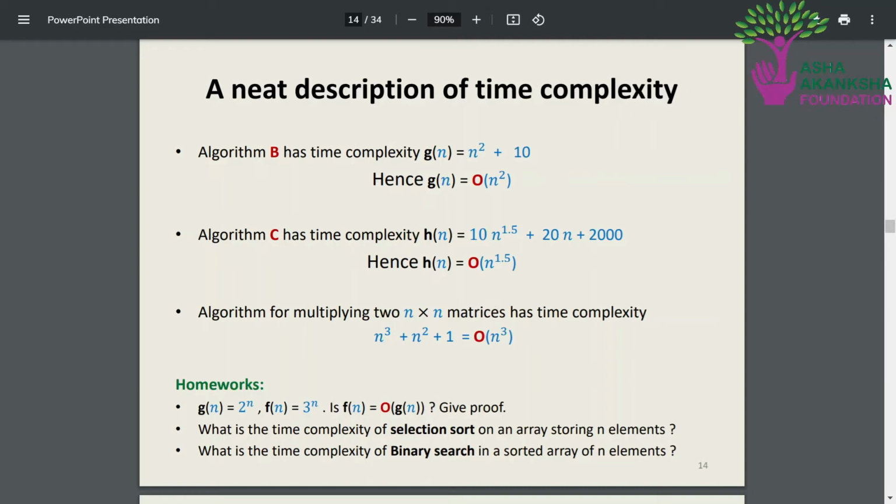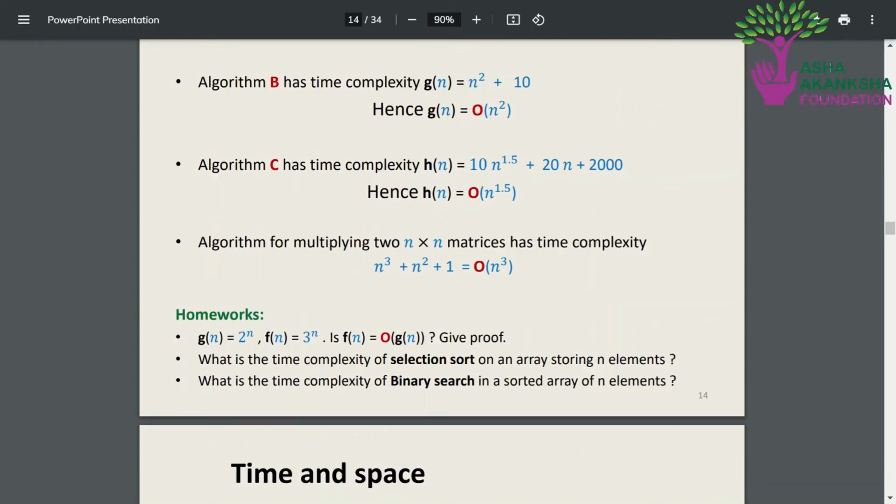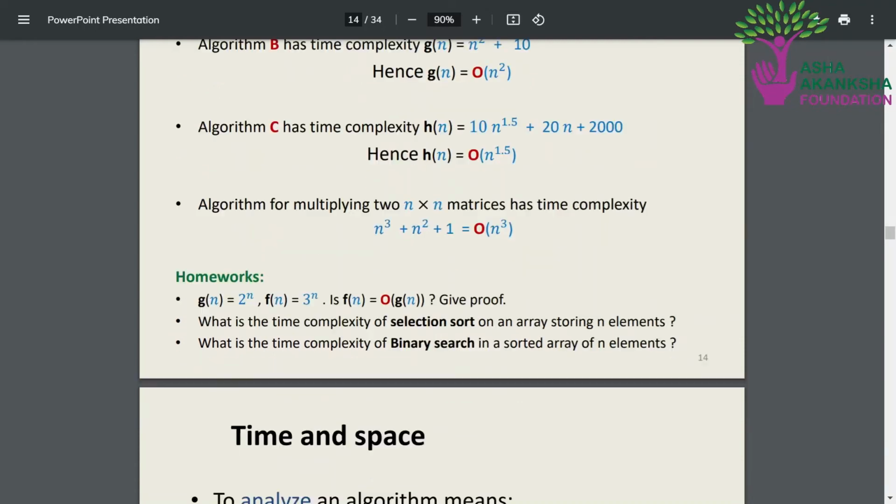If we have an n cross n matrix, we have seen that the time complexity equation comes out to be n cube plus n square plus 1. And so the order notation would be n cube, since n cube is the highest order term.